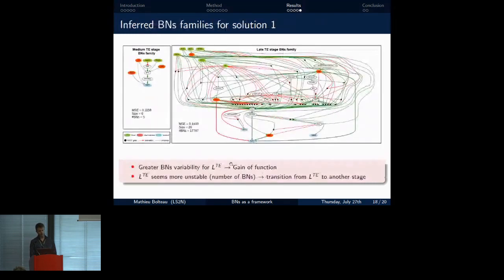The last result is the most important, the inferred Boolean network, here for solution 1. We can observe a greater Boolean network variability for the late surface ectoderm stage, which allows us to say that we have a gain of function for this stage. This stage also seems more unstable regarding the number of Boolean networks, which can be seen as a transition from this late surface ectoderm to another one required for the embryo to develop.